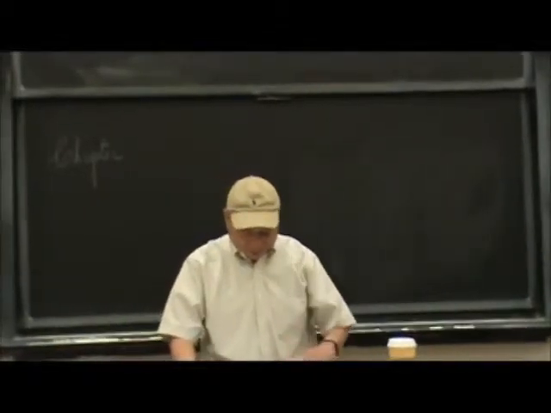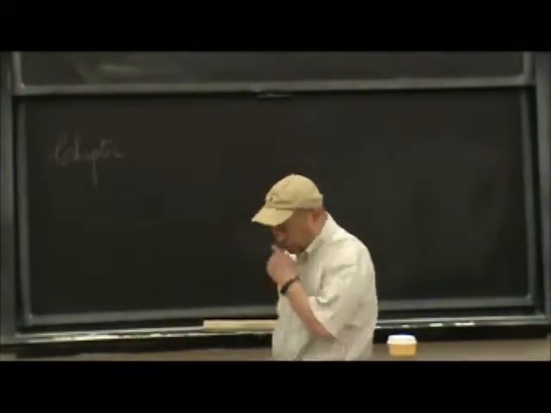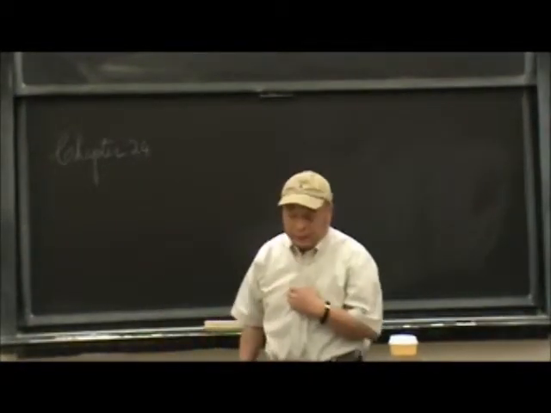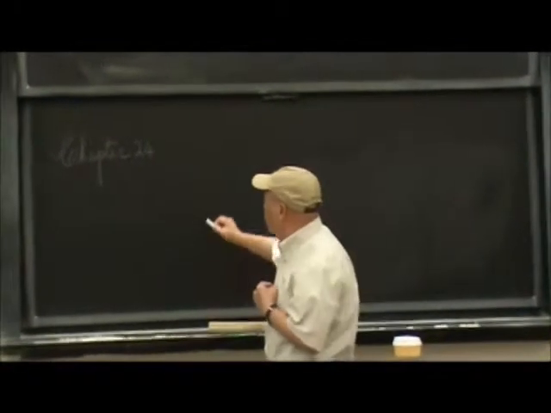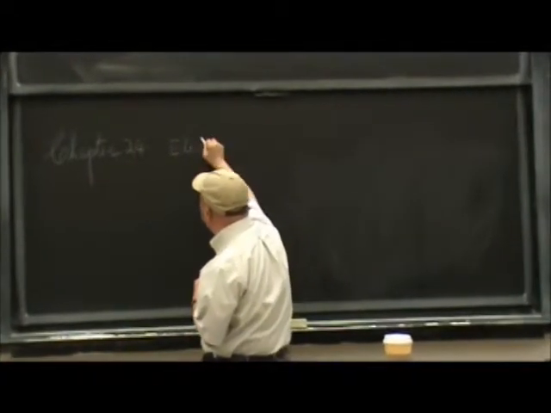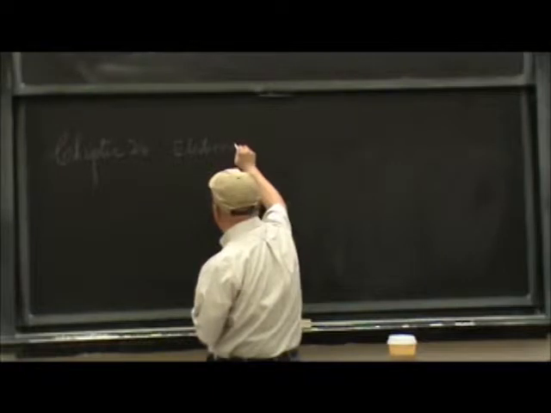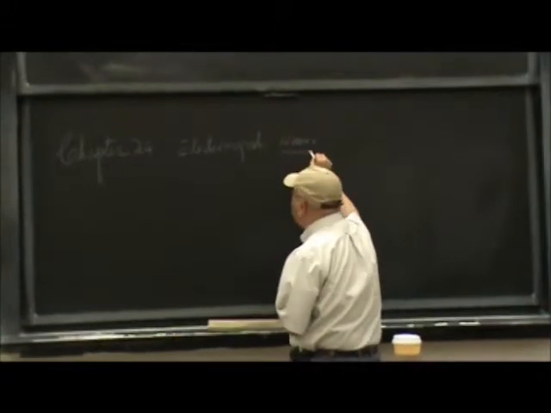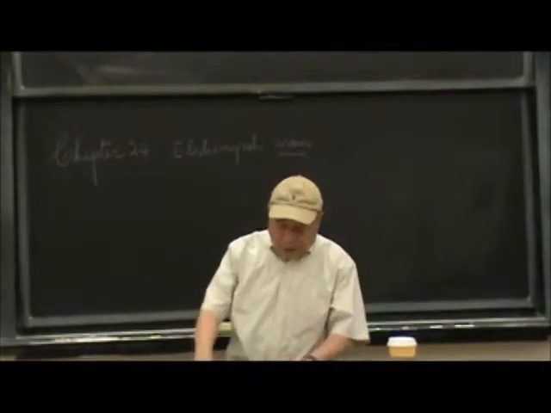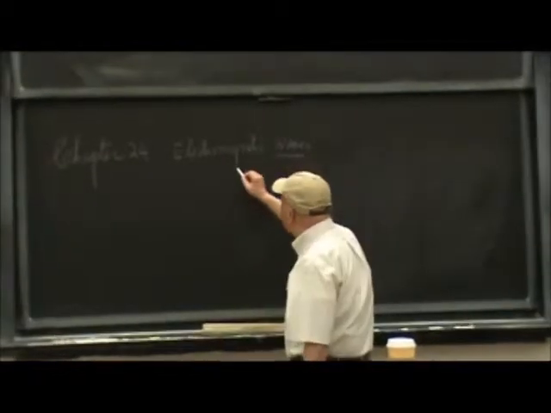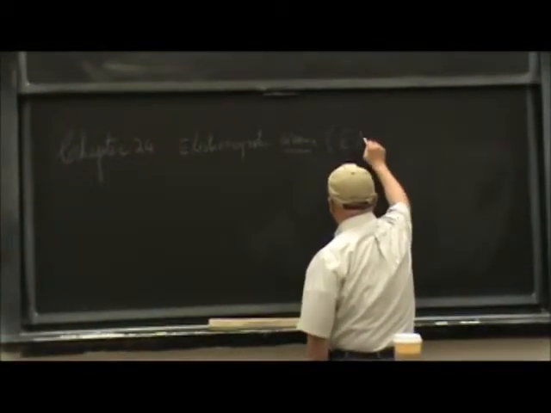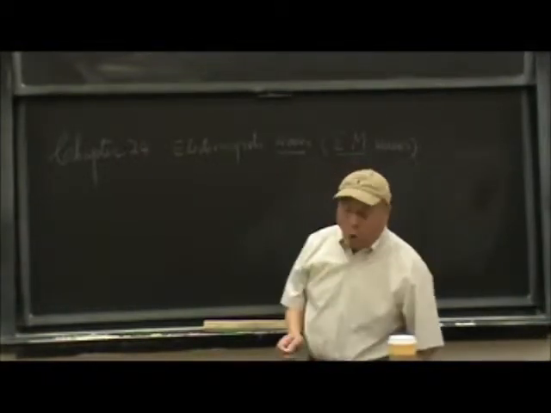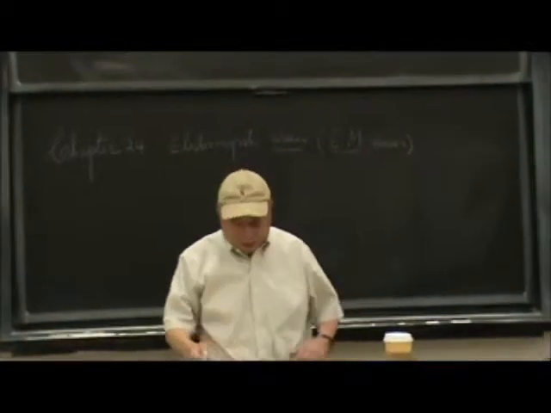Today we are going to do chapter 24. Last time we went through it, and I hope you got some understanding. We repeat it again. It's called electromagnetic waves. In short, it's called EM wave. How does an EM wave form? That's how we're going to discuss it.